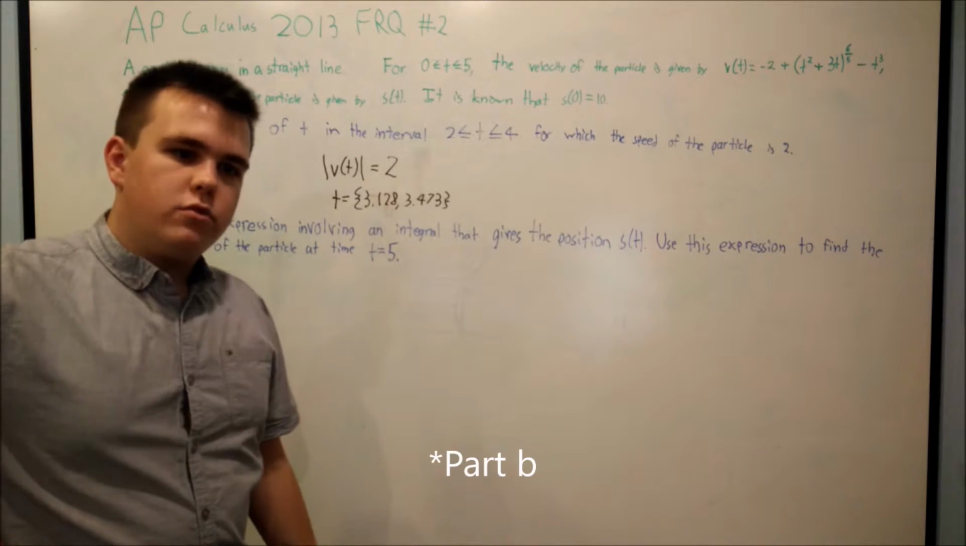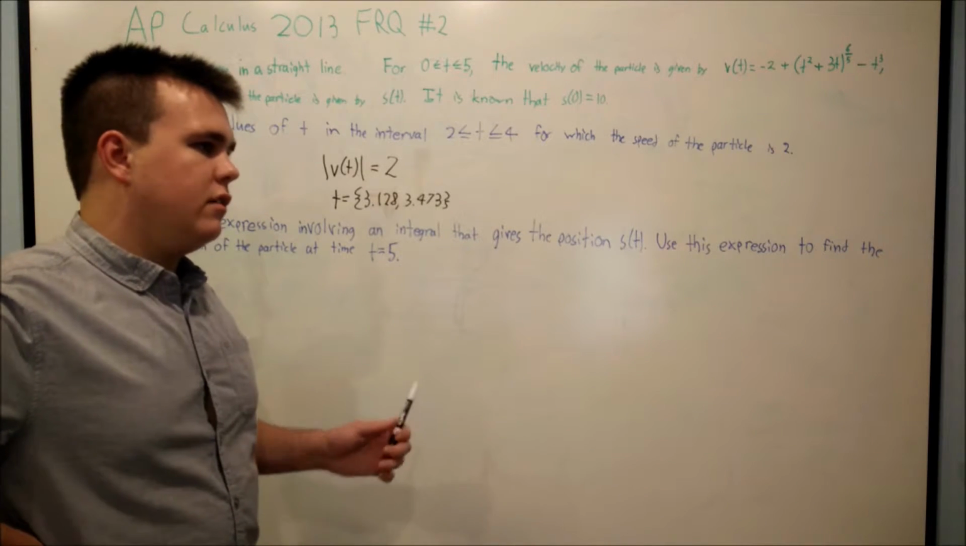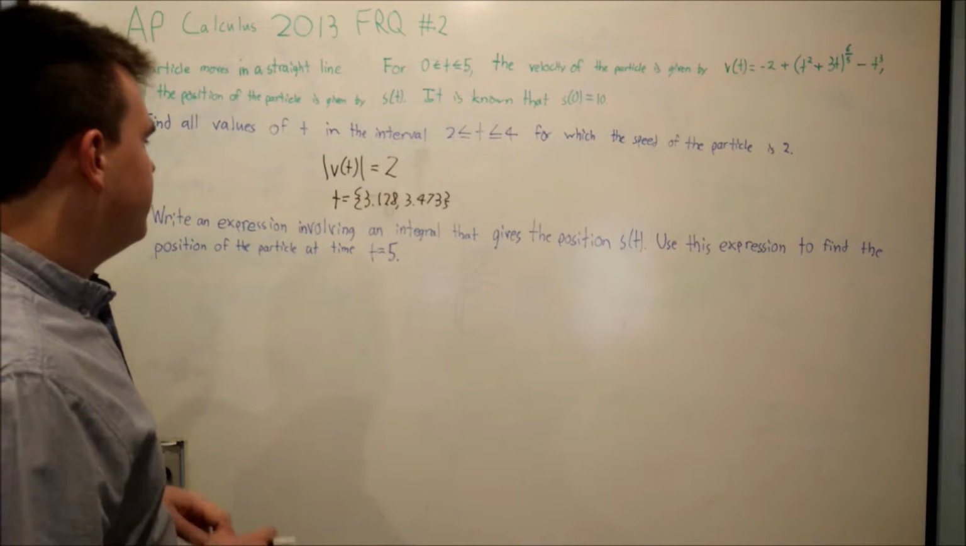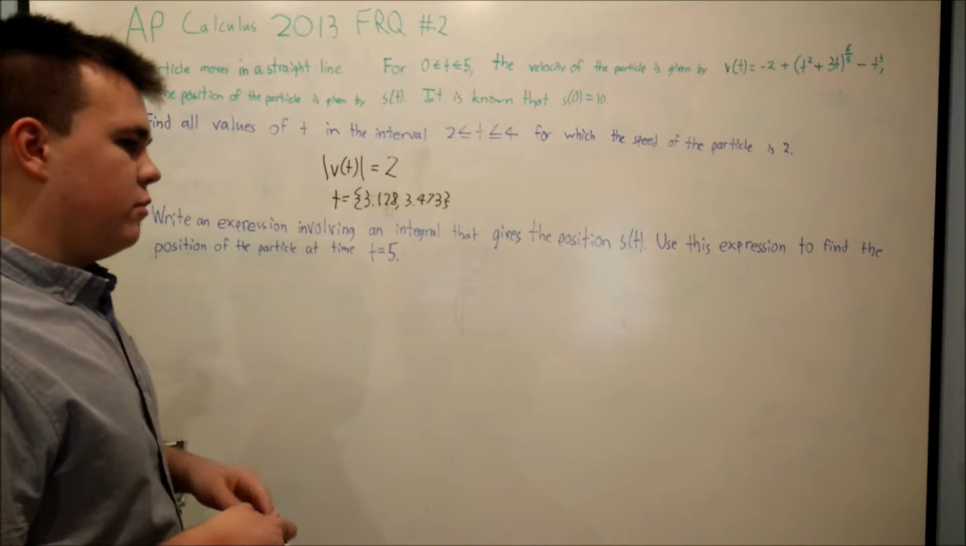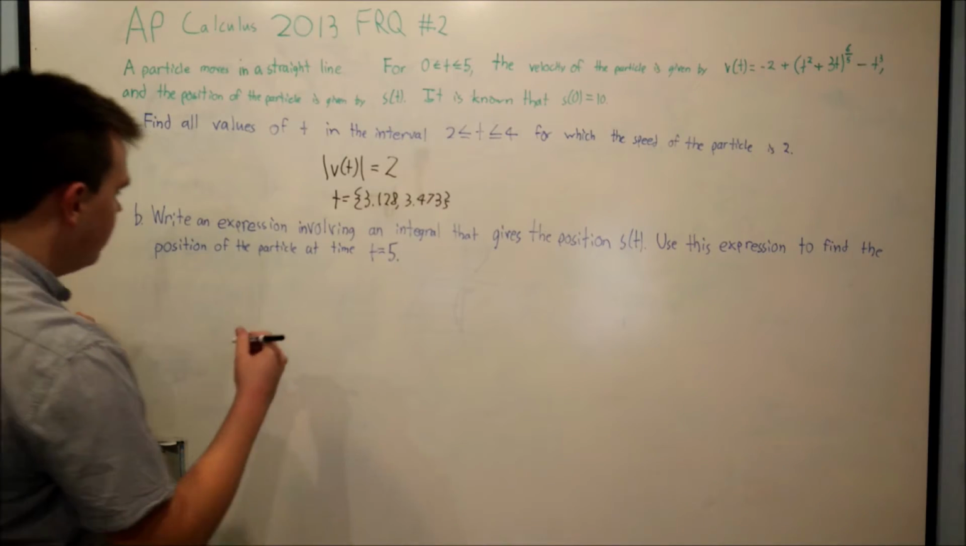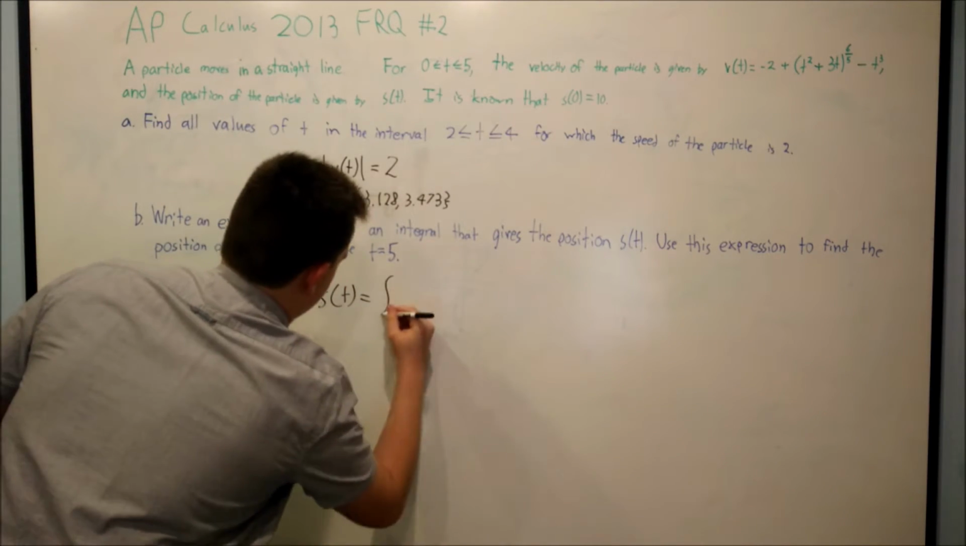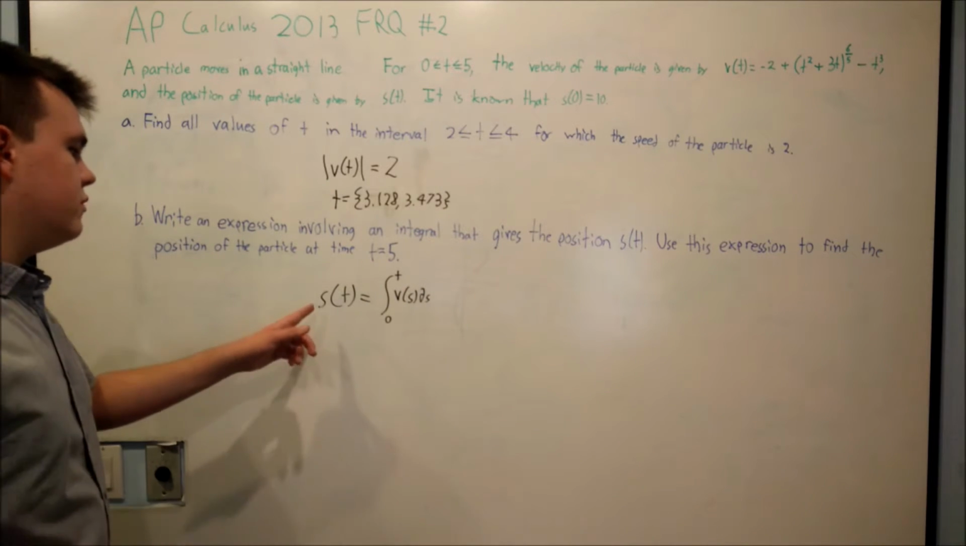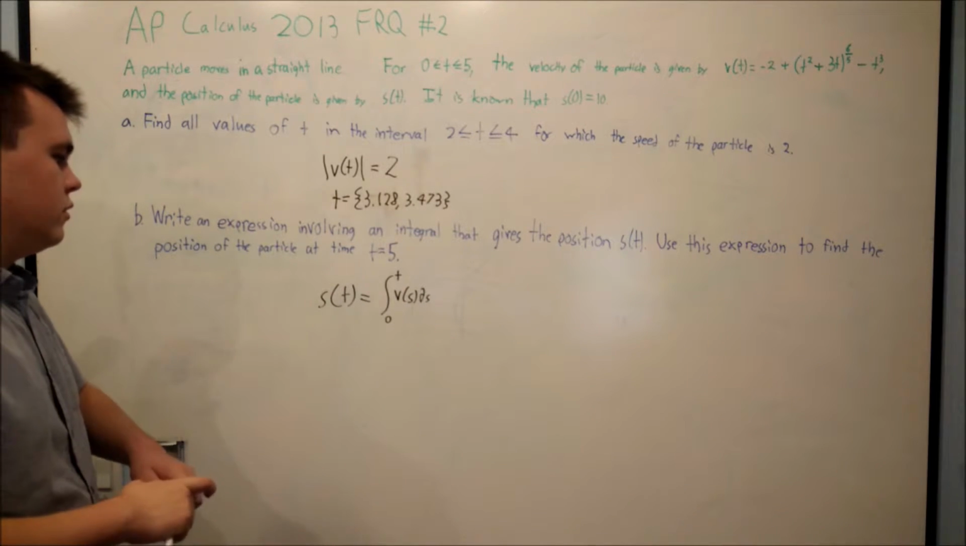Okay, so on to part 2. So now we need to find the position s(t). Now position is always a derivative of velocity. So, and by the fundamental theorem of calculus, we can write this. This is the fundamental theorem of calculus. It gives us this function.